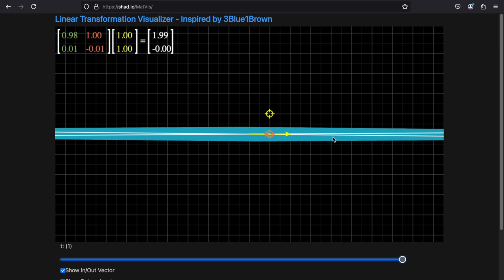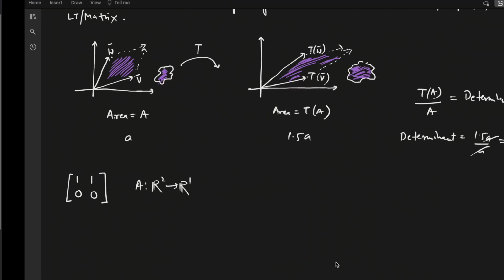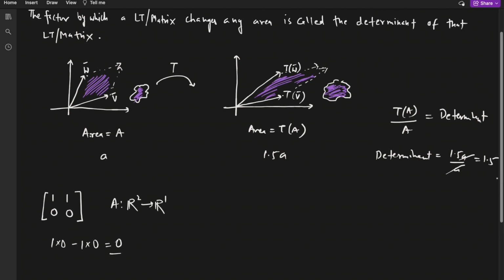A line doesn't have area, right? Line is 1 dimension, but area is 2 dimensional, right? So this matrix basically, any area in the input vector space will be squashed down to 0 in the output vector space after applying this matrix, right? And we can also see it from the determinant. What is the determinant of this? Determinant is nothing but 1 into 0 minus 1 into 0, that is 0, right? So 0 basically means the factor by which the area got changed is 0. That is, whatever be the initial area, now after applying the transformation of the matrix, the area is 0.